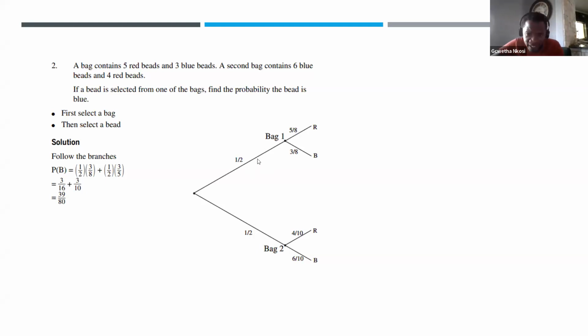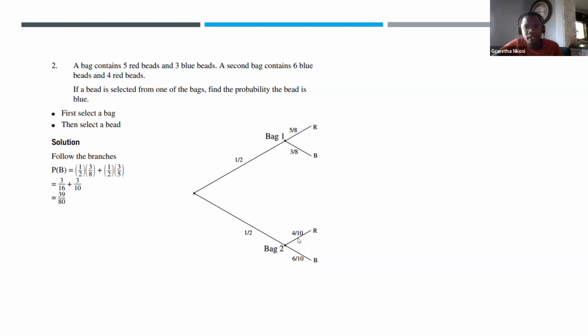Okay. Again, bag 1, it has beads. Bag 1, how many beads are there? In one bag, 5 red and 3 blue. So in total, I have 8 beads. Out of 8 beads, 5 are red. Okay, I've got my 2 outcomes, red and blue. 5 of them are red, 5/8. 3 of them are blue, 3/8.